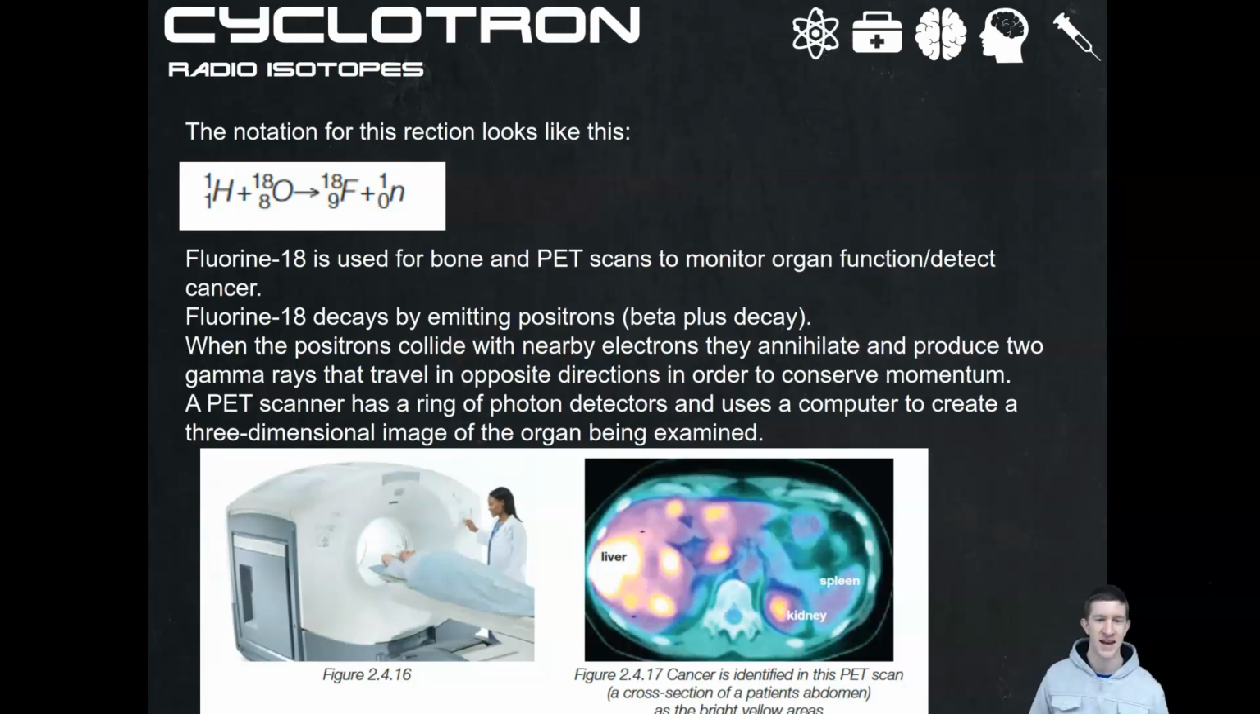A PET scanner has a ring of photon detectors and uses a computer to create a three-dimensional image of the organ being examined by detecting the two directional particles, these gamma rays that are ejected. And it puts all of these together as the fluorine-18 decays, and it generates this image of sort of different colors and resolutions of what we're looking at for an organ.